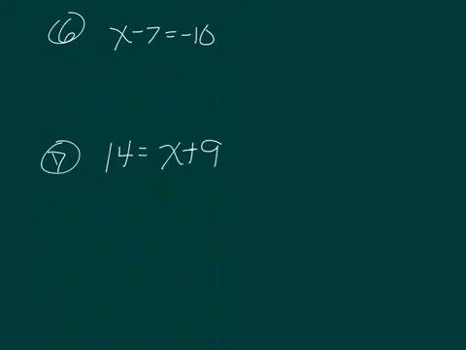Okay, so we look at x minus 7 equals negative 10. How are we going to get the x term by itself? Well, we need to move this constant to the other side of the equation. How are we going to get rid of that negative 7? We're going to add 7 and add 7 to both sides.